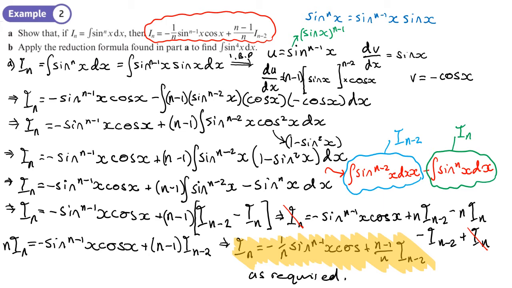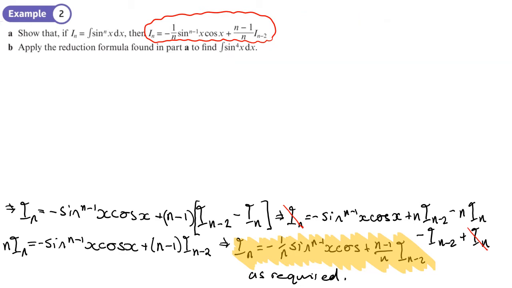Okay, so part B says apply the reduction formula found in part A, which is this, and then work out this integral of sine to the power 4 x. So we're just going to create a bit of space at the top and do part B. This should be fairly straightforward because it's just substituting numbers in, and actually we're going to be substituting n equals 4 because we've got sine to the power 4 x.